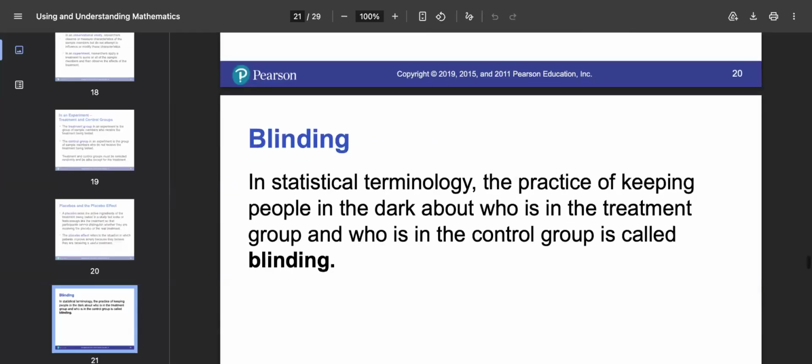Okay, so blinding. This is not actually talking about making someone blind. This is talking about who knows about the experiment. So, in statistical terminology, the practice of keeping people in the dark about who is in the treatment group and who is in the control group is blinding. Okay, and you could see why that would be important, especially if you aren't doing something that involves drugs.